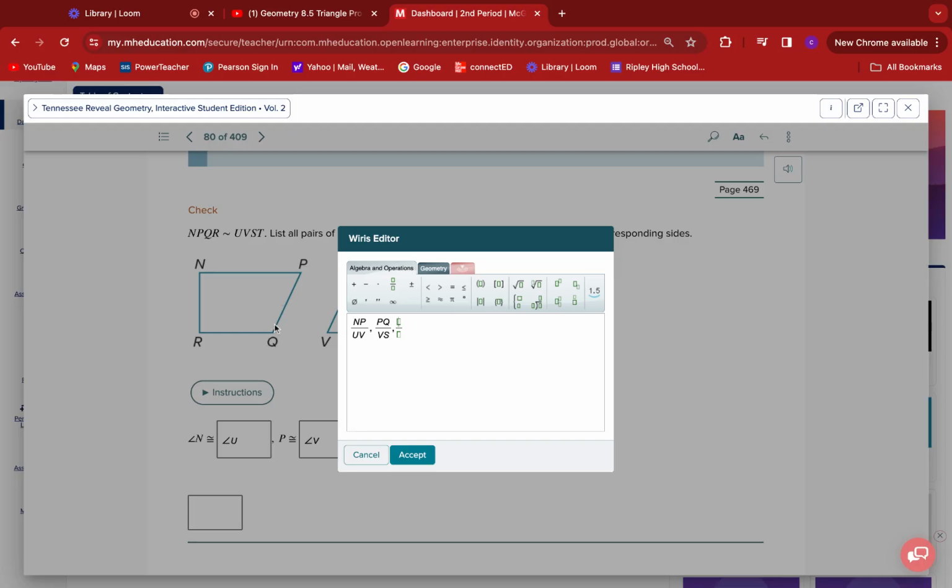All right. The third side is QR, which is the third and fourth letter. So it's going to match up to ST because it's your third and fourth letter. QR, ST. And the fourth side of this figure is RN. So it's NP, PQ, QR, then RN, which is the first and fourth letter. It will match up to the first and fourth letter in the other figure. So RN, NR, will go with UT.